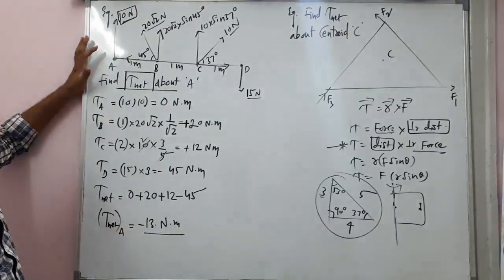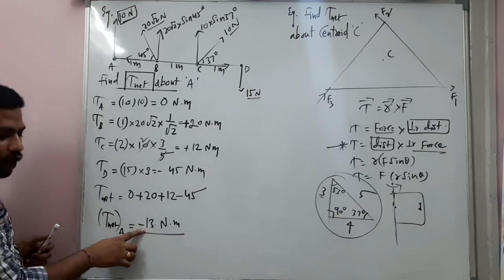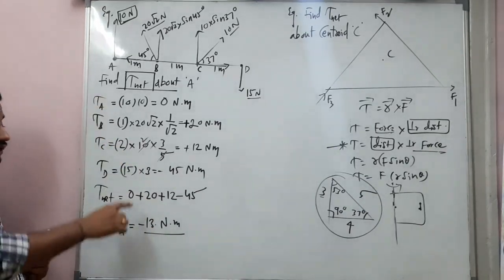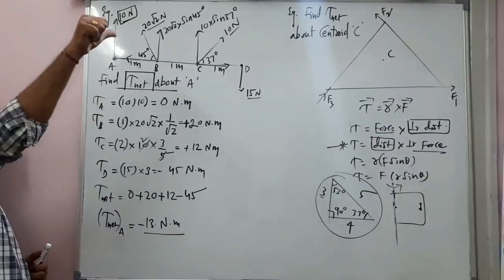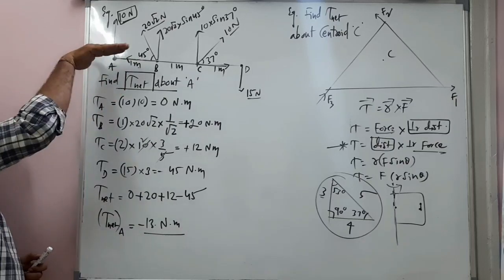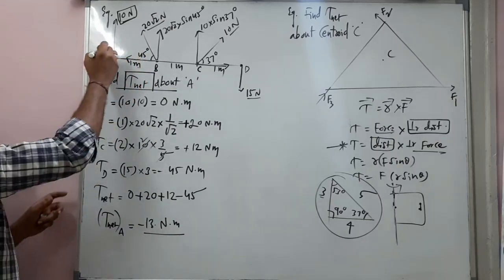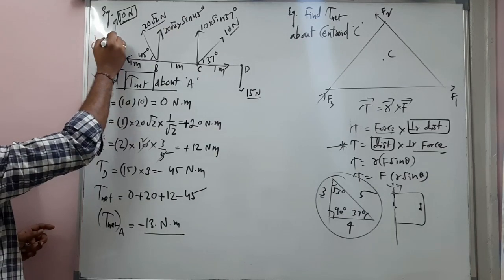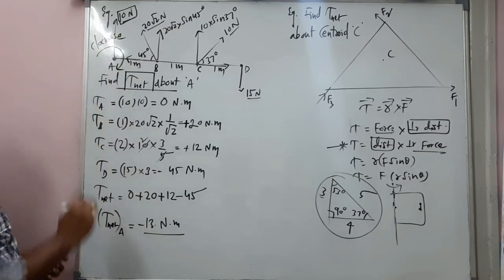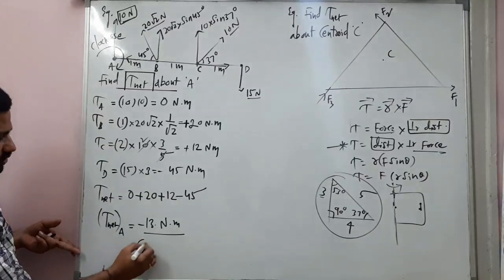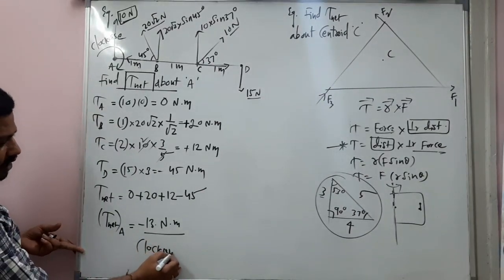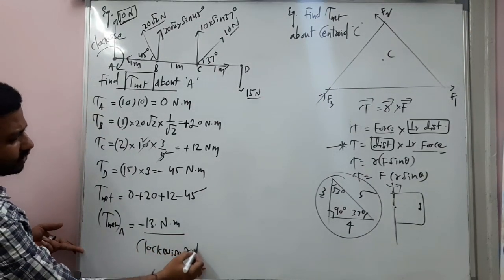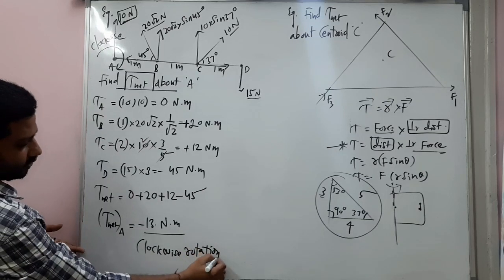So the net rotation will be, as the torque we have got is negative, the thumb is pointing into the plane. When the thumb is pointing into the plane, there is a clockwise rotation. So this is what I am also writing. It's a clockwise rotation about this axis of rotation.